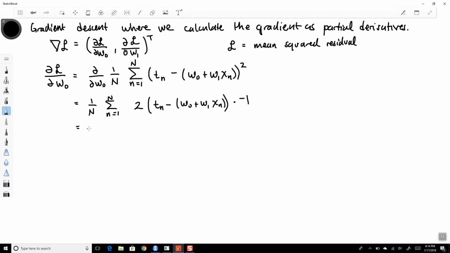Okay, and then just rearranging some terms, I get -2 over n times the sum from n equals 1 to n of T sub n, and then I'll just distribute the negative, W0 minus W1 xn. Okay, that is the gradient, the partial for W0.